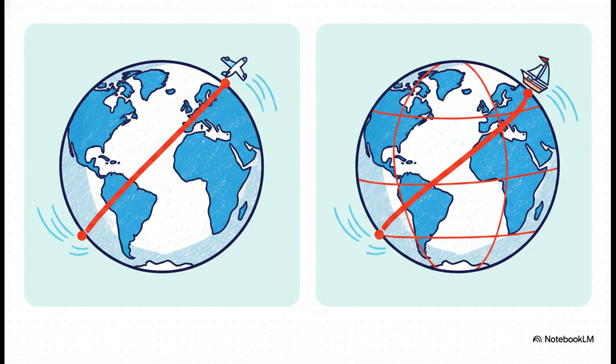Second, we have rhumb lines. These track along parallels of latitude, meaning they maintain a constant heading, like flying exactly 90 degrees true for due east. But here's the catch. Aside from the equator itself, a rhumb line is never the shortest route.